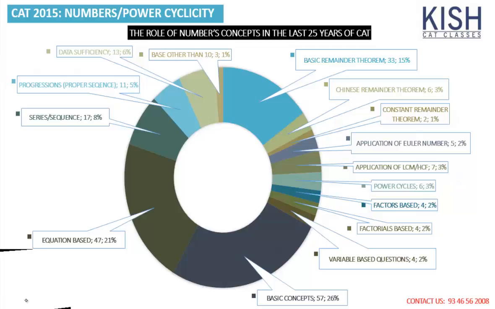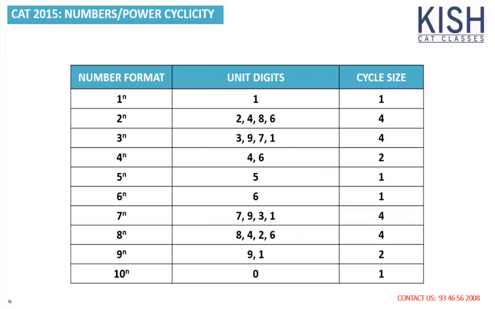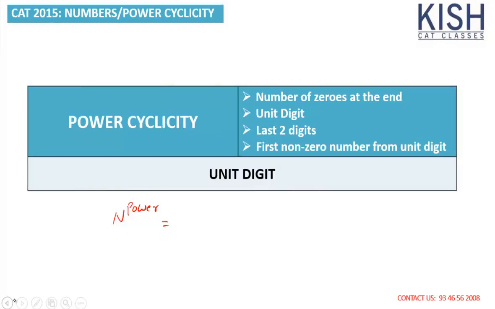Let's see what types of questions are going to be asked in power cycles. Now power cycles is very simple. We have a number n raised to power p, and we will get different unit digits, different numbers actually. Like n raised to some power p, we get a very big number. We need to check its unit digit, we need to find the last 2 digits, and we need to find the first non-zero number from the unit digit. So these are the only 4 types of questions.